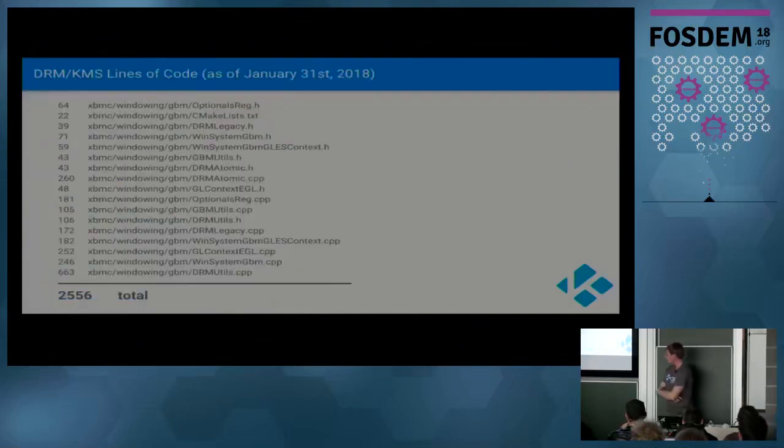So the implementation for DRM KMS is about 2,500 lines. This is just the windowing in general. It doesn't include decoding or rendering yet. But 2,500 lines to run on all these different platforms is pretty great. There's no platform-specific code in there. It's designed to run on all the platforms. There are some quirks between platforms, which I'll talk about a bit later, but really it's general enough that it can run, which is really exciting.